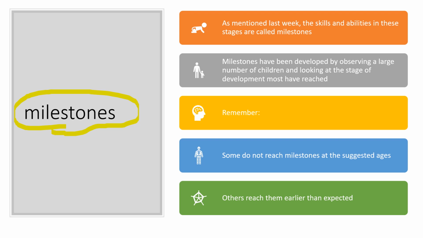Milestones are developed by observing a large number of children, and what they will look at is the stage of development most have reached by a particular time. So if we take walking that I've just mentioned, what the observers will look at is a group of children. They will look at the information about when those children started walking, and they will look at an average. But remember that some will not reach the milestones at that time and others will reach them earlier. Okay, so milestones is what all children will reach unless they have pre-existing conditions, but they will not all reach them at the same time.